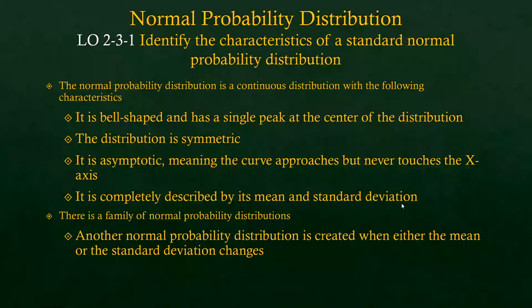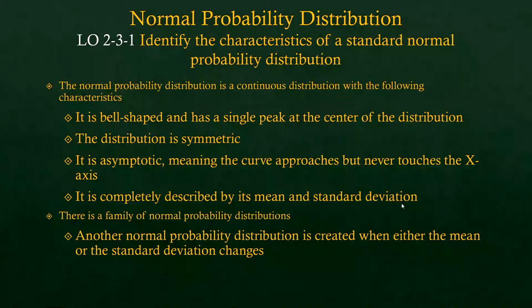So we've already looked at what a normal probability distribution is. It's essentially a distribution of data, or the probability of occurrence, where the distribution is normally distributed. It's a continuous distribution that's bell-shaped. It has a single peak at the center. The distribution is symmetrical, and it's also asymptotic, which means that it approaches but never touches the x-axis. And you can completely describe it by the mean and the standard deviation.